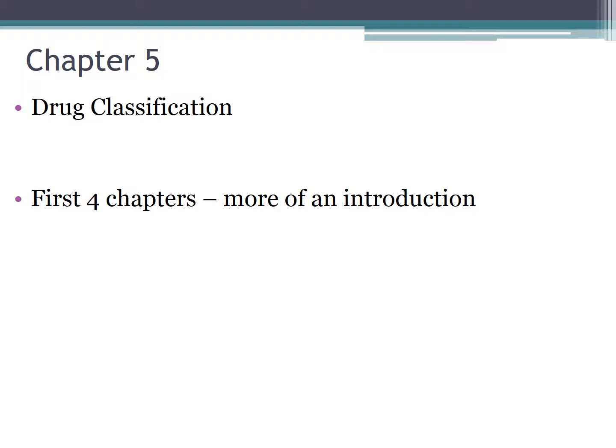Chapter 5 gets into drug classification. Chapter 5 really is where I think it starts the most important stuff as radiographers. The first 4 chapters were basically an introduction to pharmacology for us, giving us some basic information. And now we're actually getting into the name of drugs and what they do. And I think knowing this information makes us a much better radiographer.